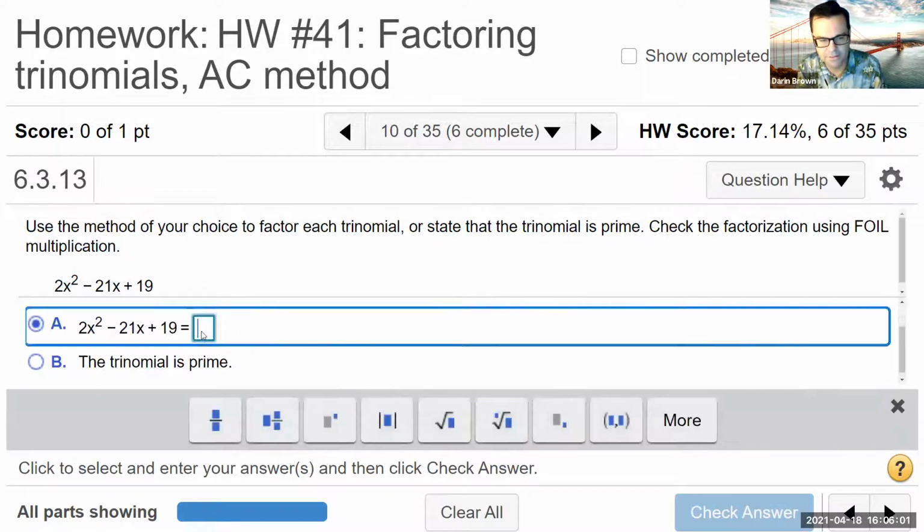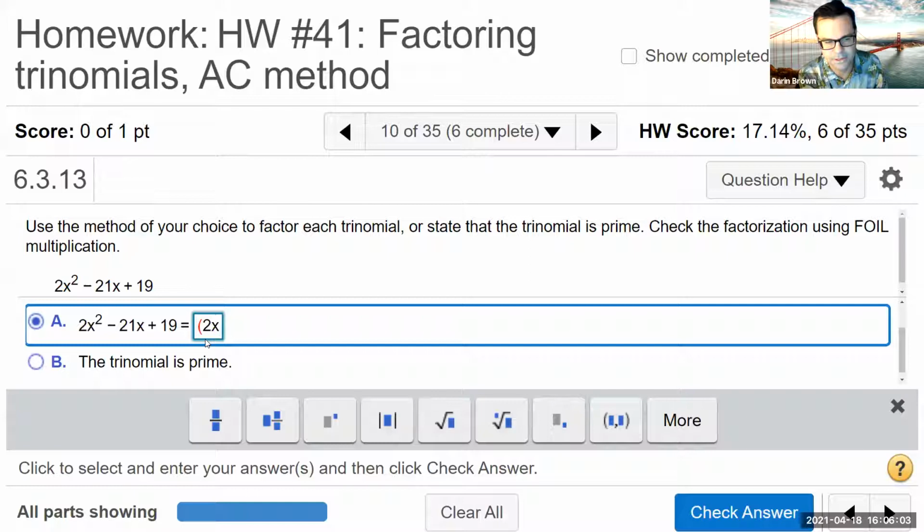So I can immediately say, oh, this has got to be 2x minus something, x minus something. So it's just a matter of, is it going to be 19 and 1 or 1 and 19? And if you mentally FOIL out those 2 possibilities, you'll come to the conclusion it should be 1 and 19. That will FOIL out to 2x squared. Sorry, I did it just the opposite.